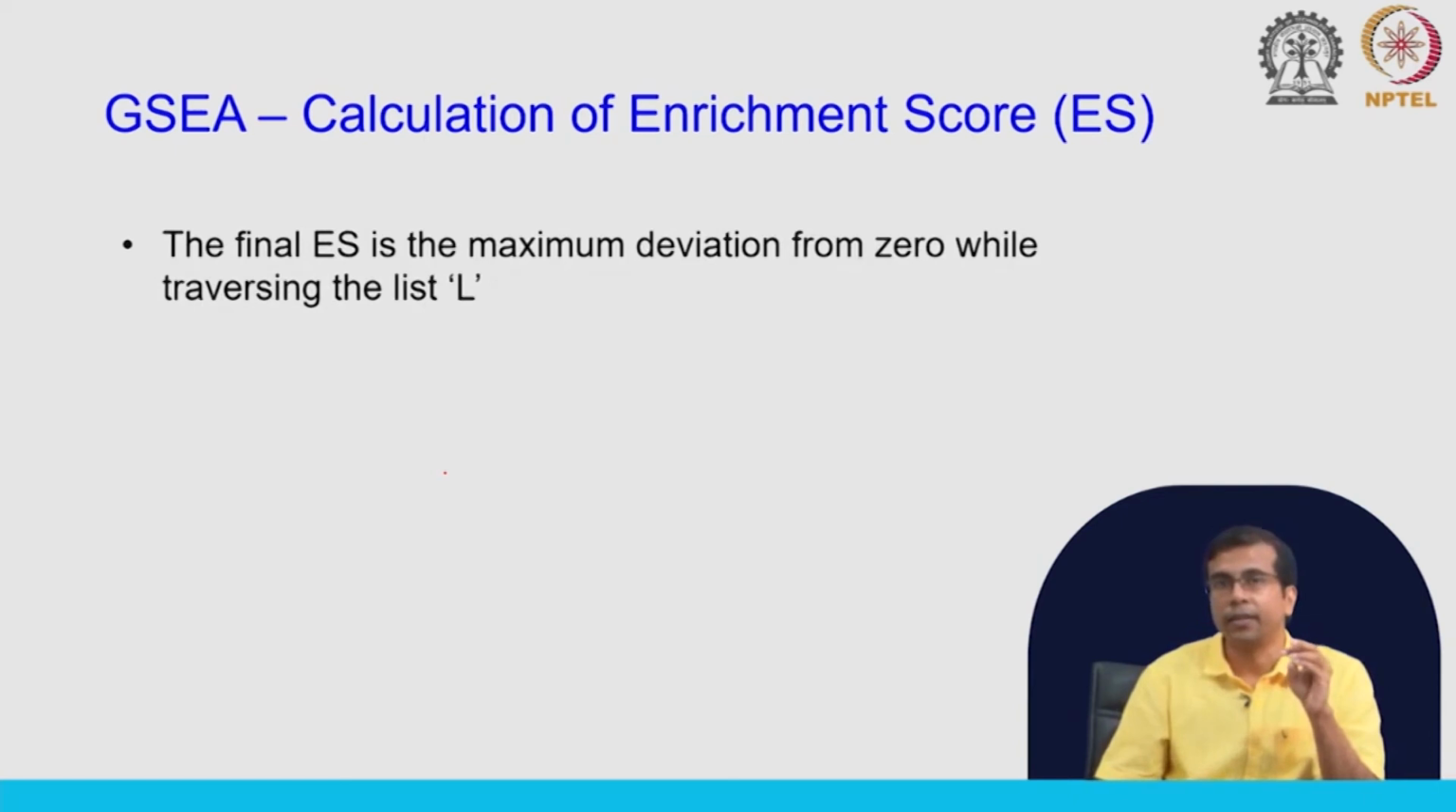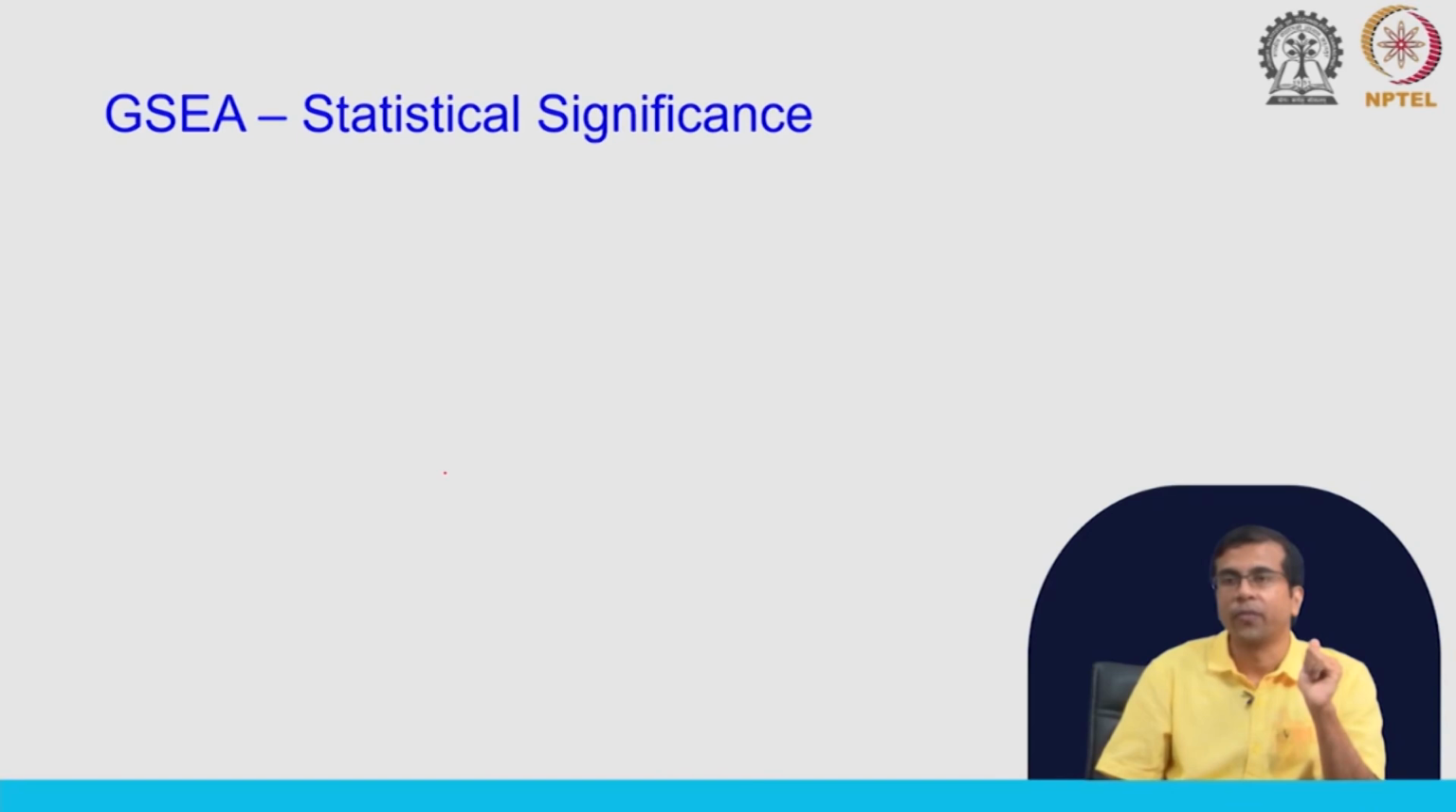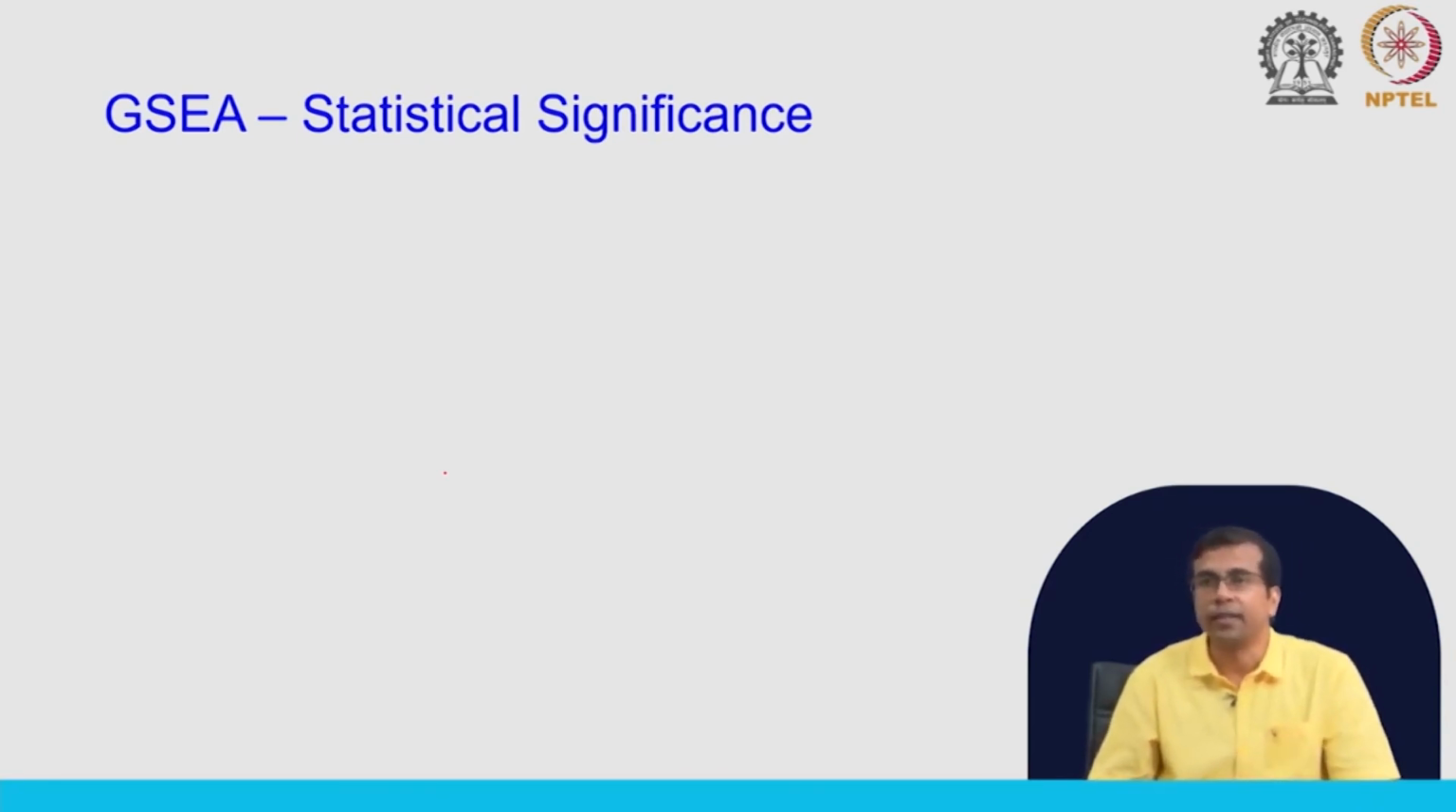This final ES is the maximum deviation from 0 while traversing the list L. So, if you see some of these genes of the gene set are enriched at the top, you will see this score going up and then this will go down, and the maximum deviation from 0 is the final enrichment score. Now, once you have calculated this score, how do you actually generate the statistical significance?